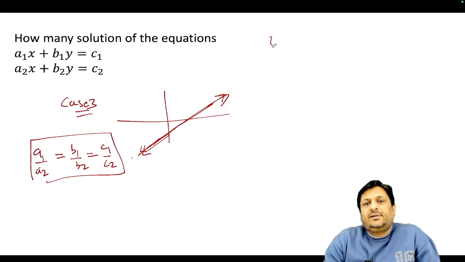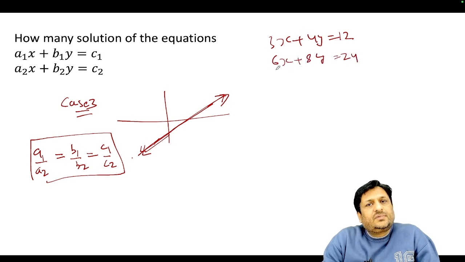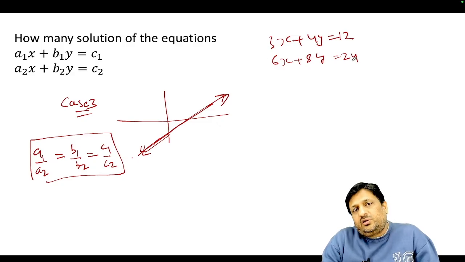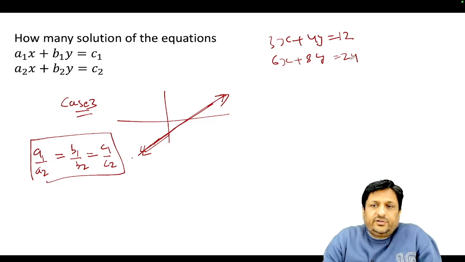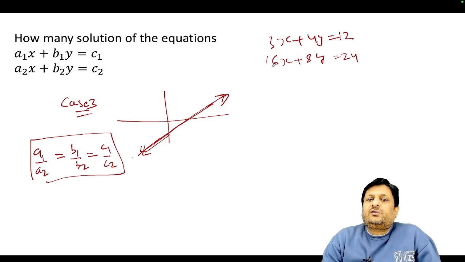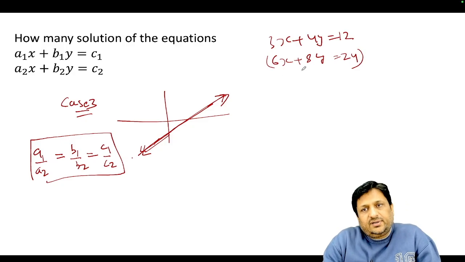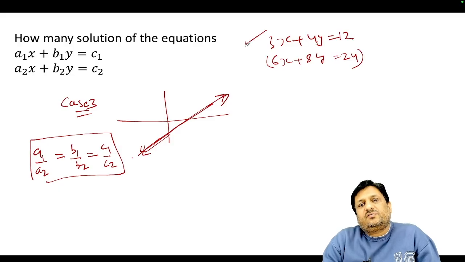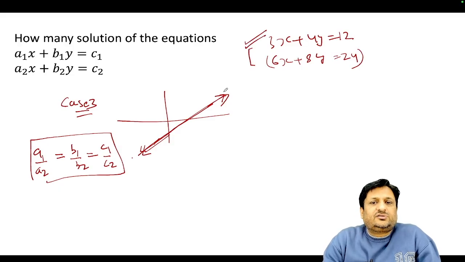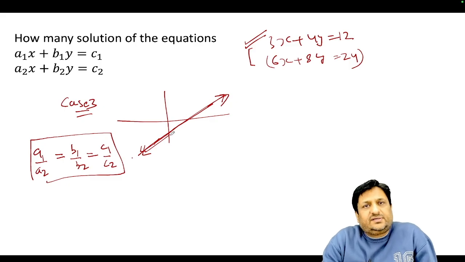For example, 3x plus 4y equals 12 and 6x plus 8y equals 24. So 3 by 6 is equal to 4 by 8, which is 12 by 24, which is further equal to 1 by 2 actually. So in this case, if I take 2 common from the second line, it will get cancelled out on LHS and RHS both. So finally, we will get the equation of the first line, and both the lines are the same actually, or we can say both the lines are overlapping each other.